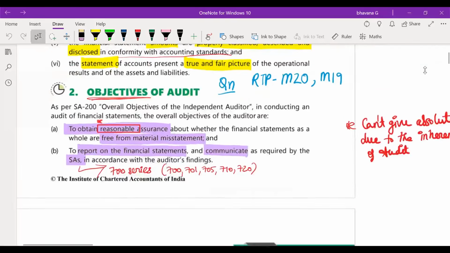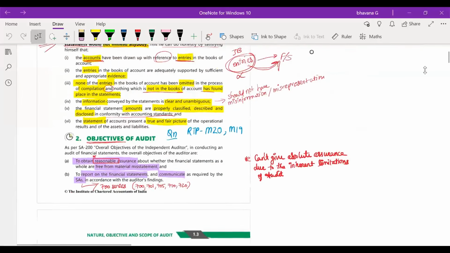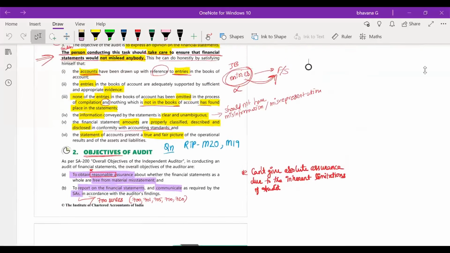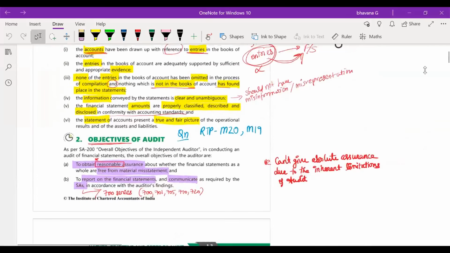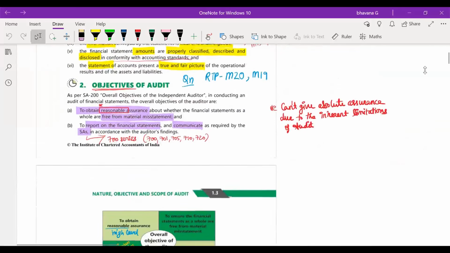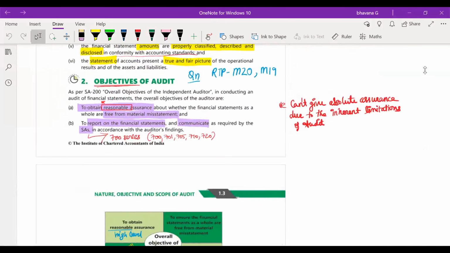Okay. Next, they tell you that the statement of account should present a true and fair picture. Okay, so whatever statement the company is providing must show a true and fair picture. So these 6 points are what the auditor has to take care of. Okay, if these 6 points are taken care of, it will make sure that the financial statements are not misleading anybody. Is this clear, guys? Is this clear? So next, what we are going to see is the objectives of audit.